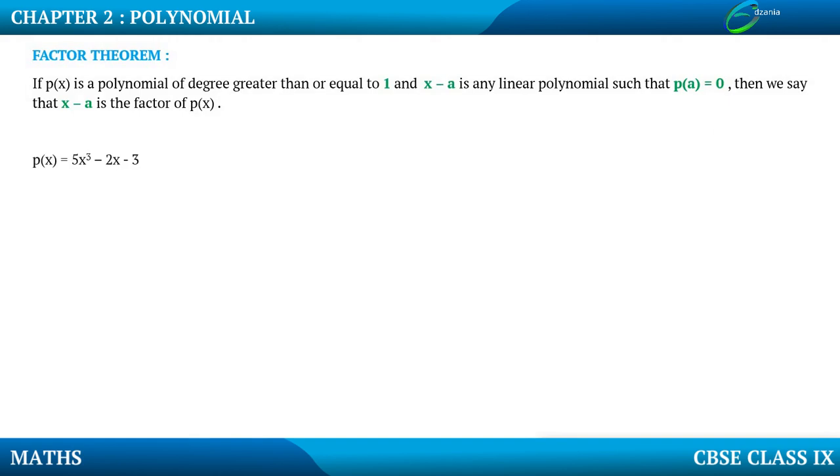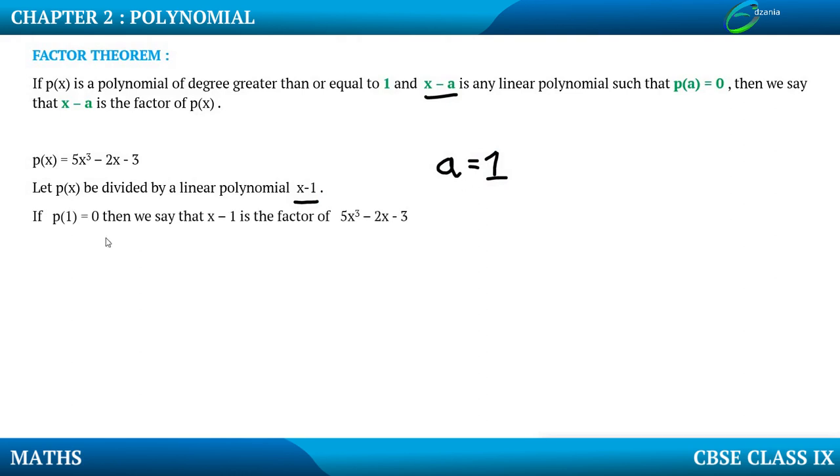So here p of x is equal to 5x cube minus 2x minus 3. Now, suppose this polynomial is divided by a linear polynomial x minus 1, similar to this x minus a. So we know that the value of a here is 1. So let us try to find out p of 1. P of 1 has to be 0 because we know that p of 1 is nothing but the remainder, because the polynomial is divided by x minus 1.